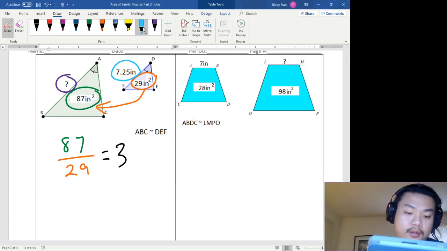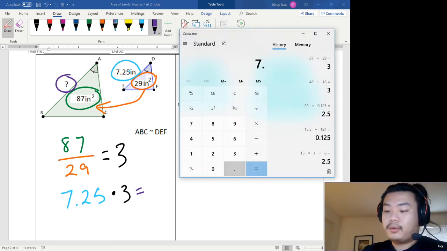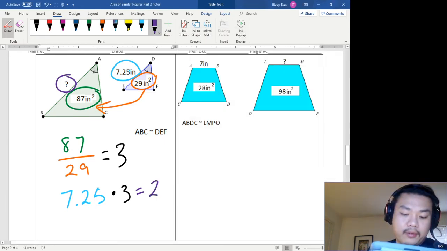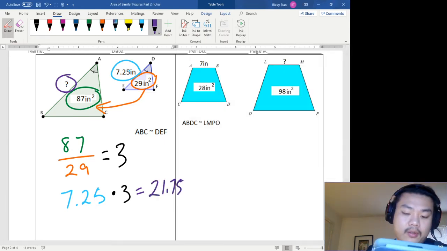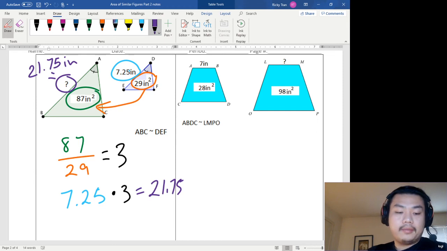So you're going to take your side, you're going to multiply it by the scale factor, and you get 7.25 times 3, or 21.75. So the value here is equal to 21.75 inches. All right.